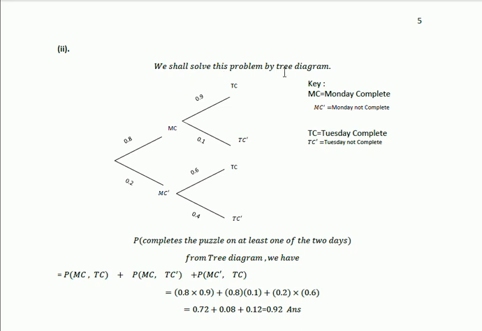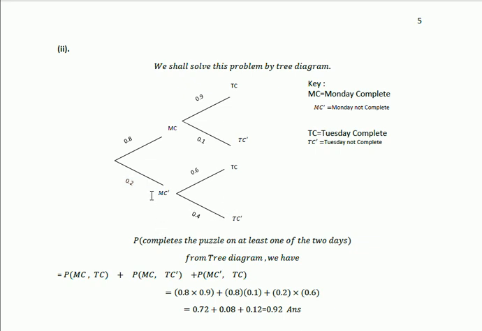We shall solve the problem by the tree diagram. MC is Monday complete, MC dash is Monday not complete. So the Monday complete probability is 0.8, and the Monday not complete probability will be 0.2, according to the condition of the question. TC is Tuesday complete, so the Tuesday complete probability is 0.9, and Tuesday not complete probability is 0.1.